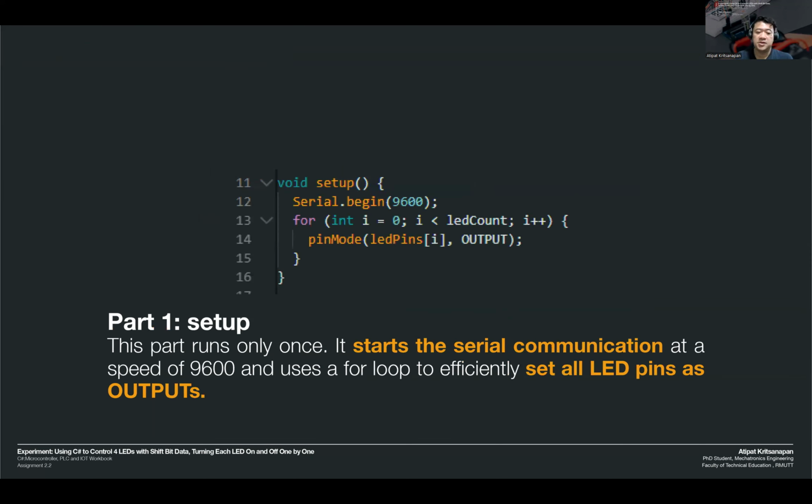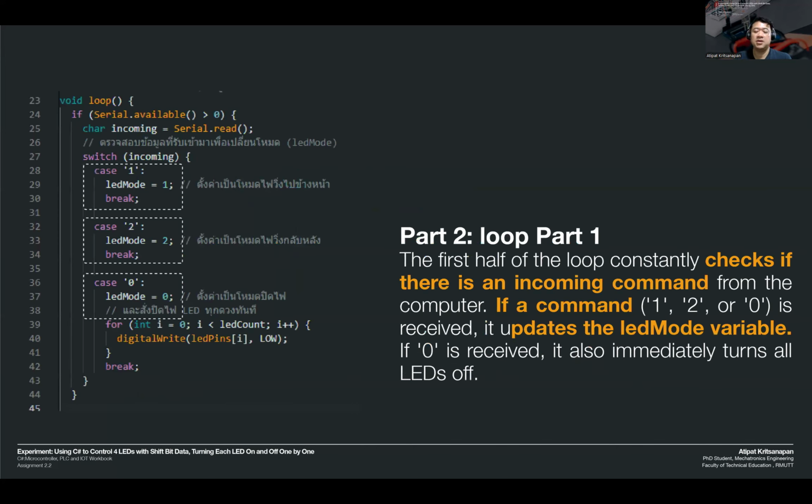Setup. This part runs only once. It starts the serial communication at a speed of 9600 and uses a for loop to set all LED pins as outputs. Loop part 1.